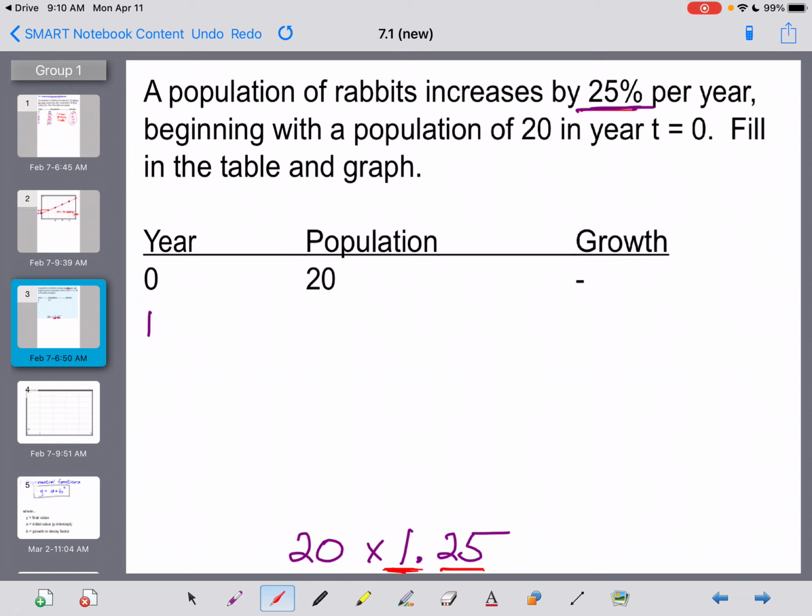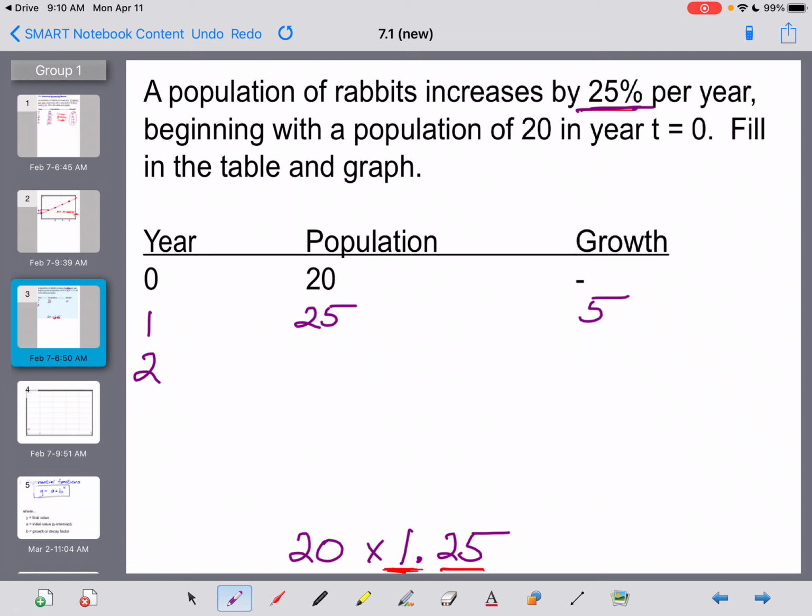So I'm doing this on my side right here, but if I now take 20 and multiply that by 1.25, that gets me a nice number of 25 rabbits here for a growth of 5 in my population because I went from 20 to 25. Now the plot thickens a little bit. As we go to year number 2, we're going to take 25 now and multiply that by 1.25.